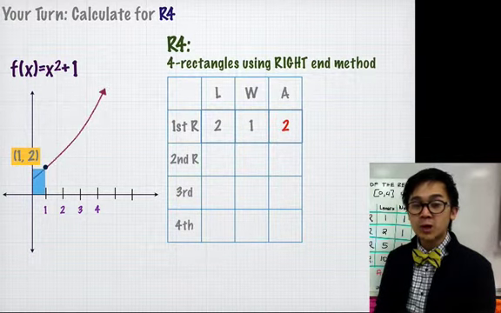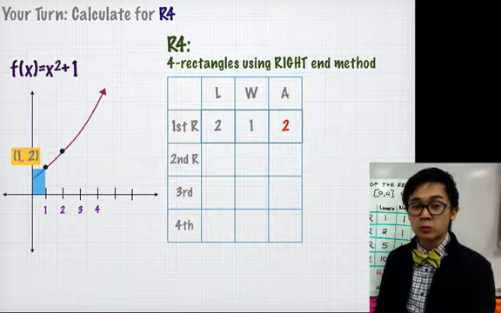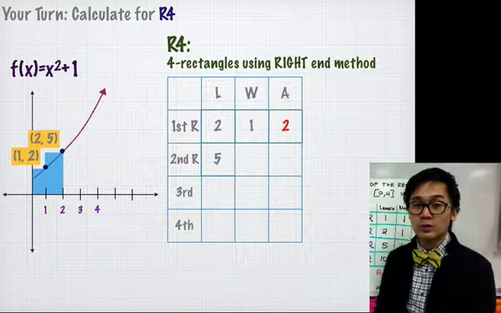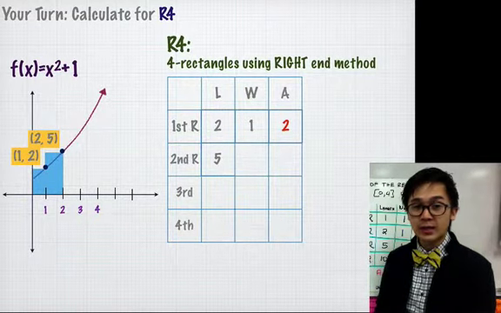Now, uulitin ko yung mga process. This time, magsa-start naman ako sa x equal to 2. Kung 2 yung x ko, ang y ko will be equal to 5. So that means yung length ng aking second rectangle is 5 units. And then I'm going to move to the right. So 1 unit pa rin siya, hindi naman siya nagbago kasi parehas lang siya nung nauna. So 1 pa rin yung mga width.